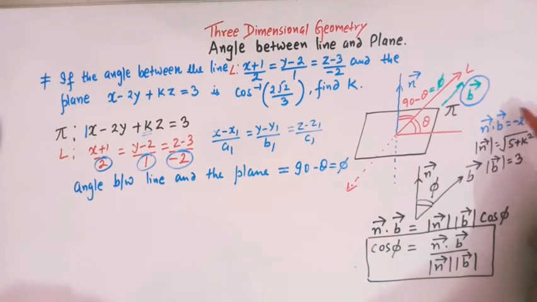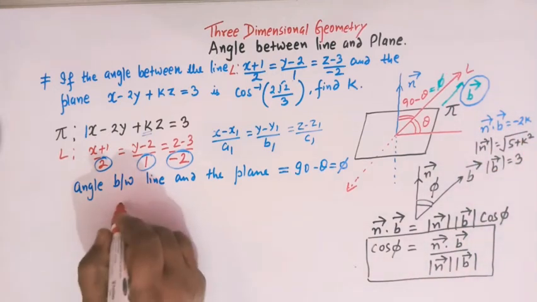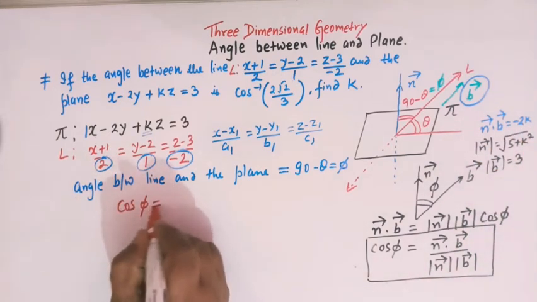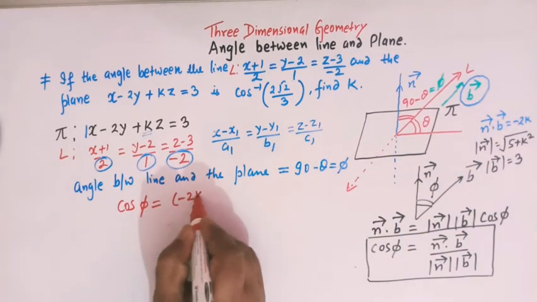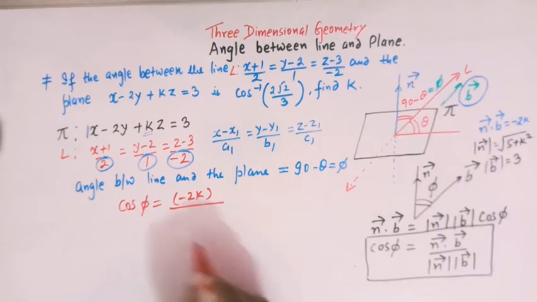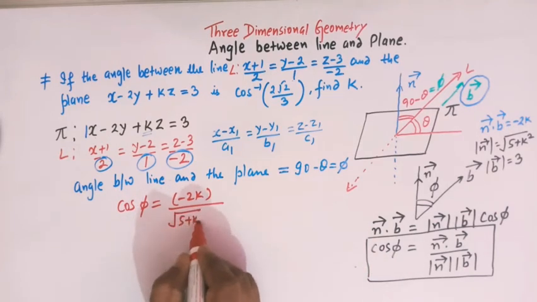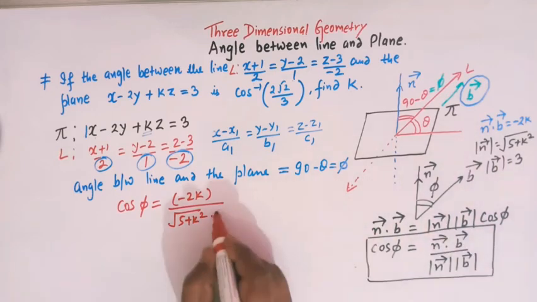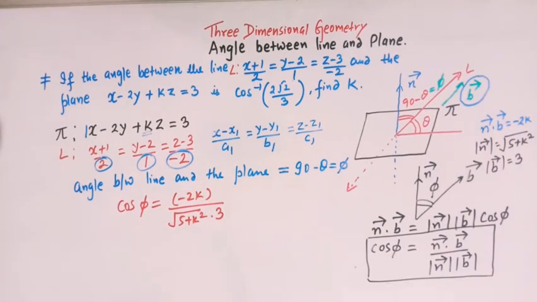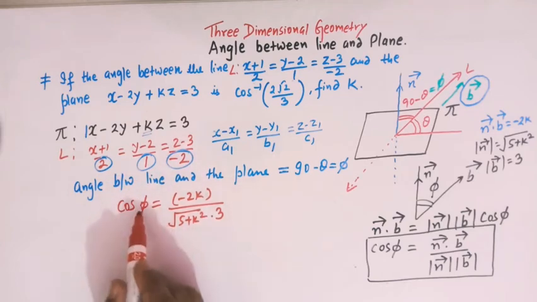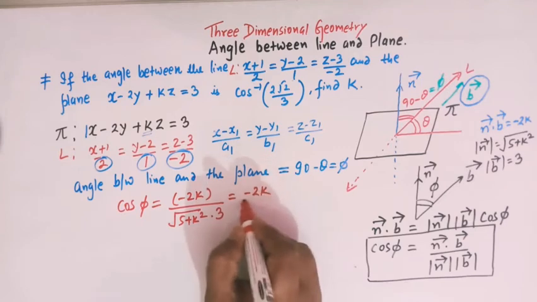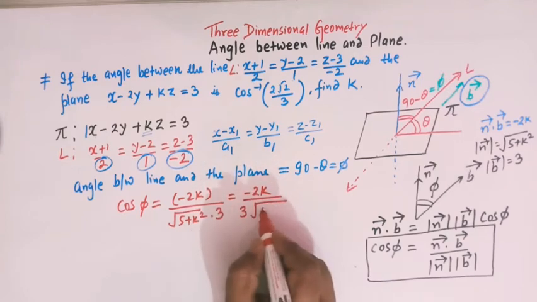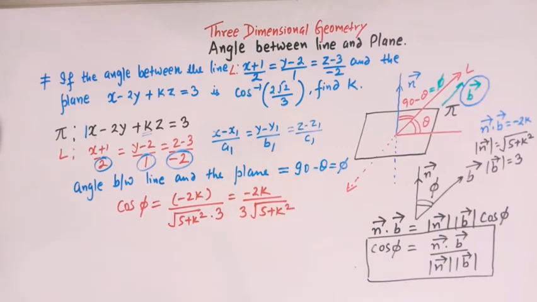So now let us substitute these values in this formula. So we have cos of phi, and phi is equal to 90 minus theta. So vector n dot vector b is minus 2k, then we have square root of 5 plus k square, and then here we have 3, right? Okay, so now see, we have cos of phi is equal to minus 2k over 3 times square root of 5 plus k square, right?